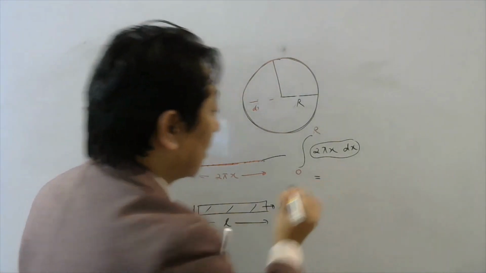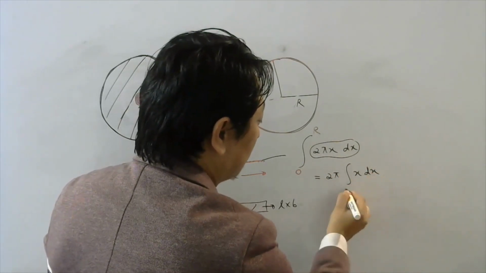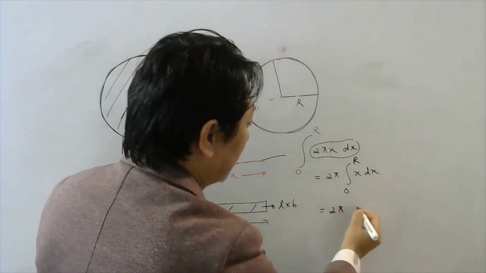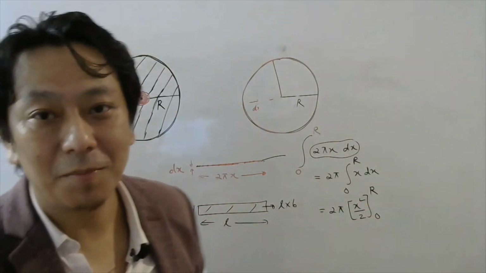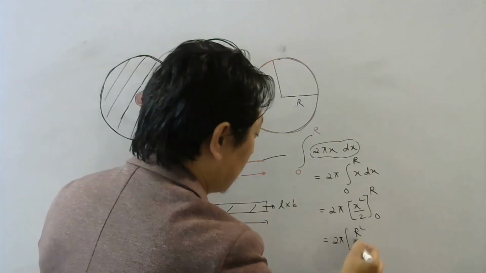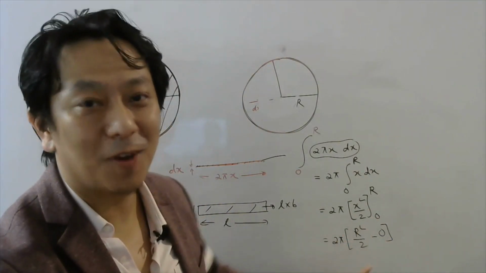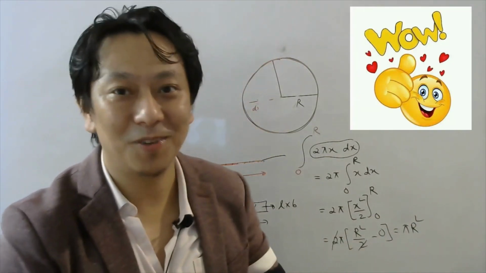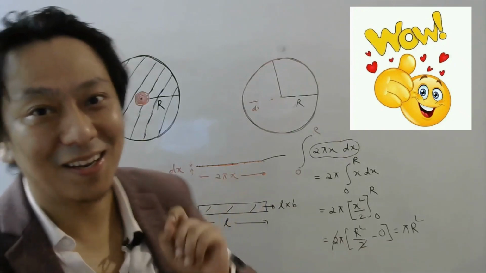So let's see what we get. 2 pi is constant, you can take it outside, and integral x dx from 0 to r. This integral we have already done. So what was the formula for integral x dx? x square by 2. Upper limit is r, lower limit is 0. And now we have to just put the upper limit, 2 pi r square by 2, minus put the lower limit 0. So this will give you 2 pi into r square by 2. 2 cancel. So the answer is pi r square. Isn't this wonderful that you got the area of the circle from knowing the area of a rectangle? That's beautiful, right?